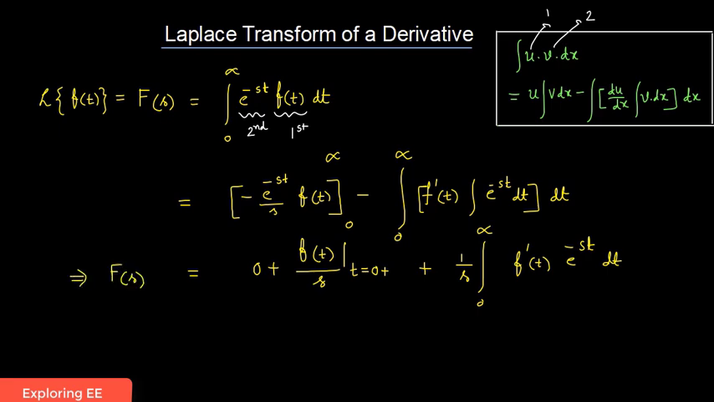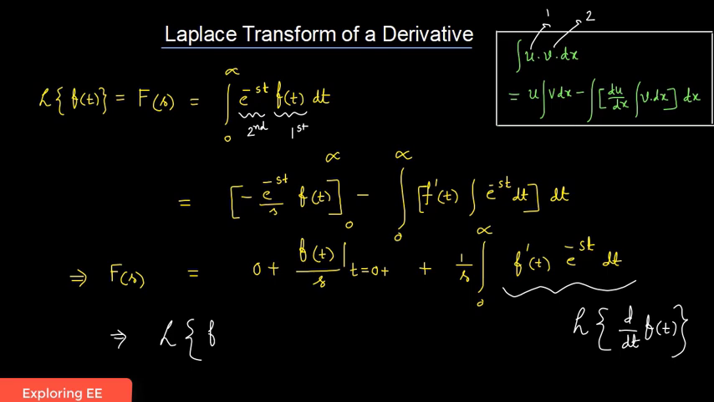And this term, integration 0 to infinity f dash t e to the power minus st, can be written as Laplace transform of d/dt of f(t), or f dash t. From that we can write down Laplace transform of f dash t. Multiplying the entire equation by s and rearranging the terms, we have s of F(s) minus f of 0 plus. Finally, Laplace transform of derivative of f(t) is s times F(s) minus f(0).